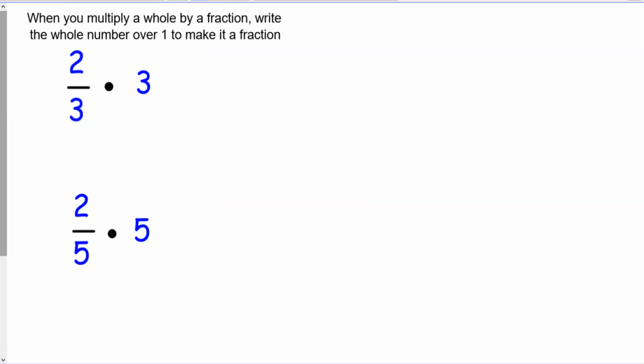Okay, also remember that if you're multiplying a fraction by a whole number, like 2/3 times 3, you can write the whole number as a fraction by writing it over 1. And then you just do what I just showed you in the last example and multiply straight across. 2 times 3 is 6, and 3 times 1 is 3. And notice that this fraction can be reduced because 6 divided by 3 is 2.